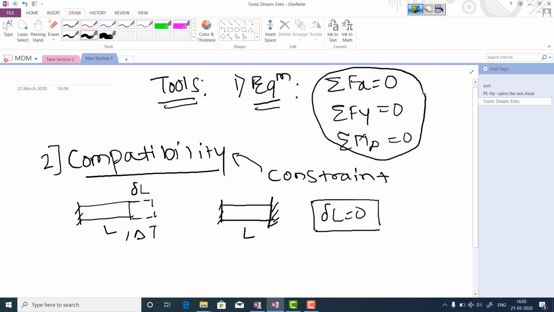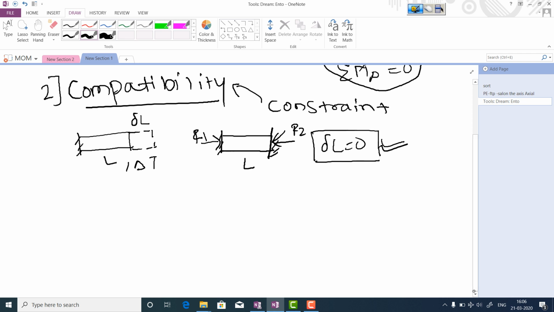Now this equation can be used for finding the reaction forces on both sides. This equation, which is imposed by the fixed constraint on the right hand side, is called the compatibility equation. If you didn't get compatibility, I'll give you another example.